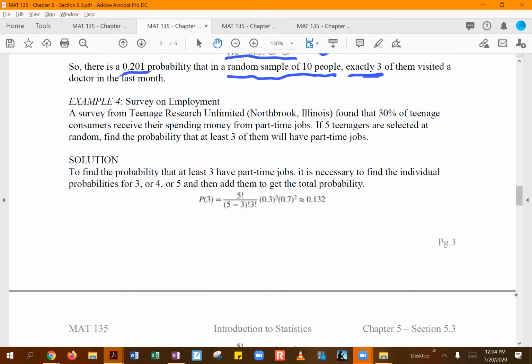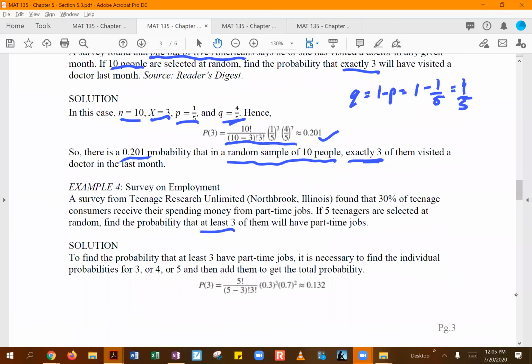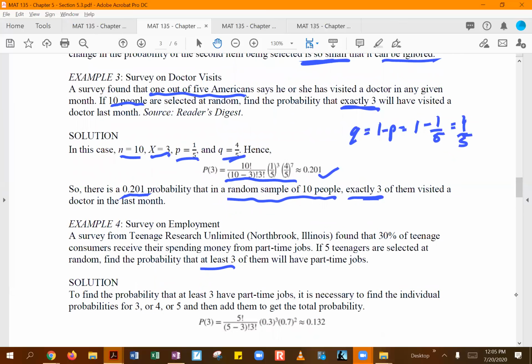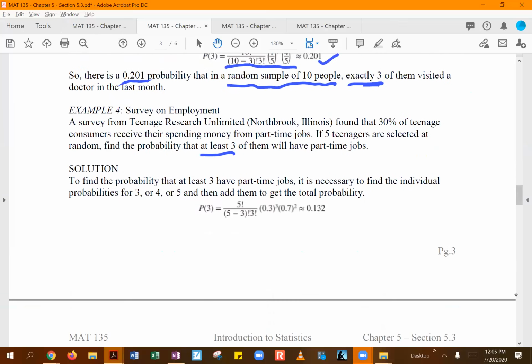Example 4 here is talking about a survey from Teenage Research Unlimited in Northbrook, Illinois, that found that 30% of teenage consumers receive their spending money from part-time jobs. So if we're selecting 5 teenagers at random, what's the probability that at least 3 of them will have part-time jobs? The one thing you should notice in this question is that the previous one said exactly 3. This one is saying at least 3.